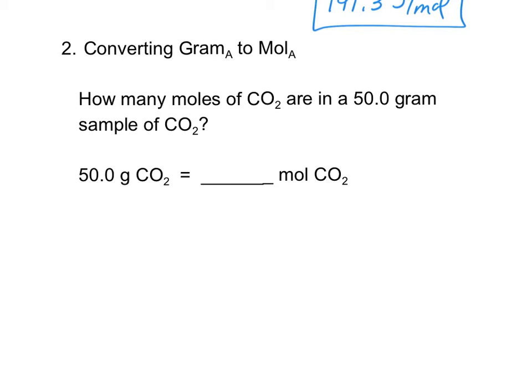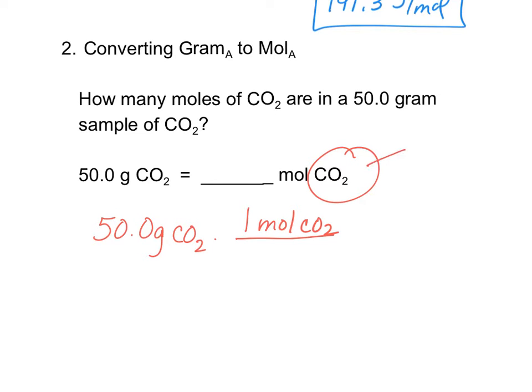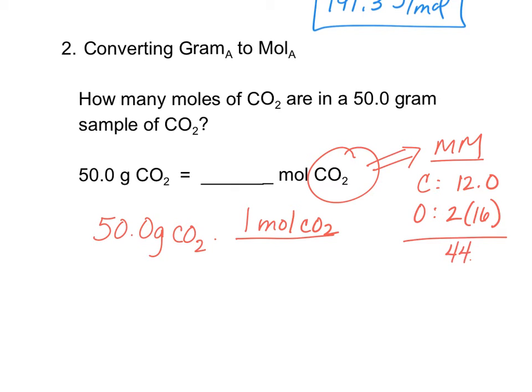The next thing is converting grams to moles. So here's our problem. How many moles of CO2 are in 50 grams of CO2? So we're starting with a 50 gram sample, and we just want to find out how many moles that is. Here's how I'd show my work. 1 mole of CO2 weighs a certain amount, so I need to find the molar mass of CO2. Well, carbon is 12, and oxygen is 16. If I add that all together, I'm going to get 44 grams per mole. That's my molar mass.